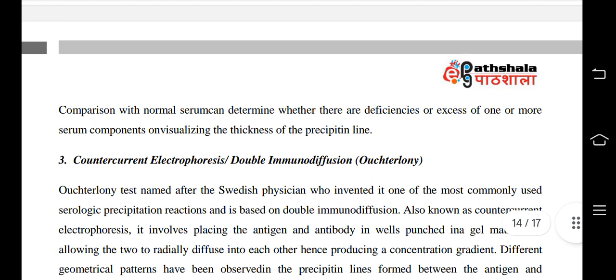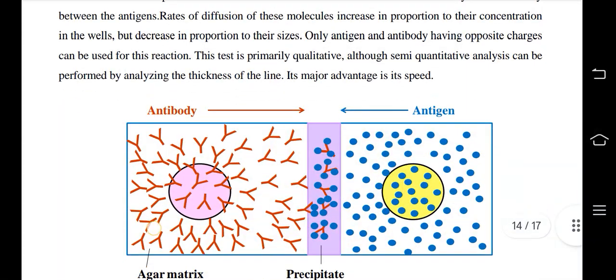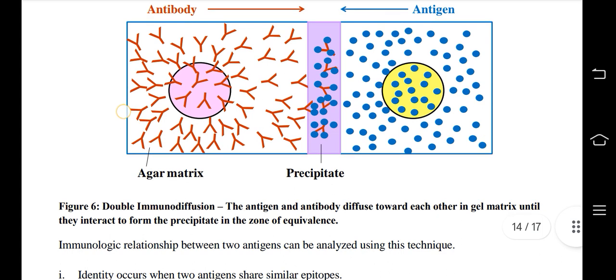Rates of diffusion of these molecules increase in proportion to their concentration in the wells, but decrease in proportion to their sizes. Only antigen and antibody having opposite charges can be used for this reaction. This test is primarily qualitative, although semi-quantitative analysis can be performed by analyzing the thickness of the line. Its major advantage is its speed. So you could see a picture which depicts the Ouchterlony technique.